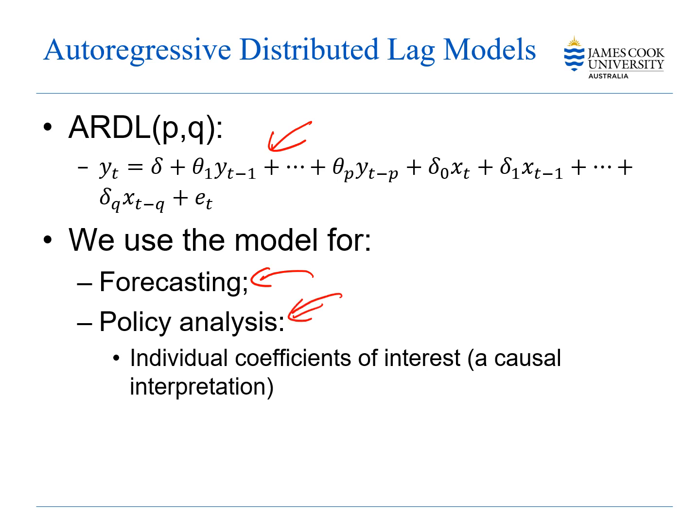For policy analysis, we will be interested in the individual coefficients, for example theta 1 until theta p, delta 1 until delta q, and delta 0. So we want a causal interpretation of these. So we need the assumption, at least, that the error term is exogenous.